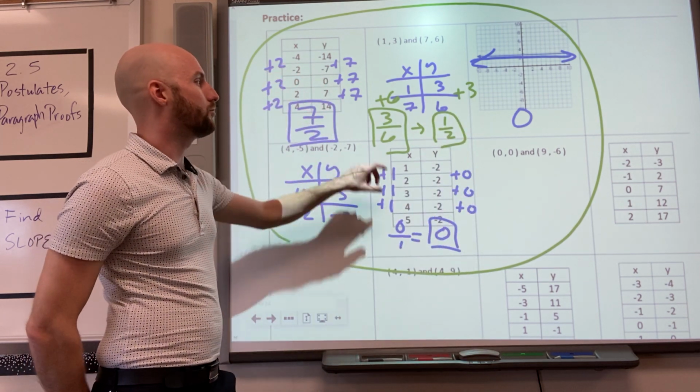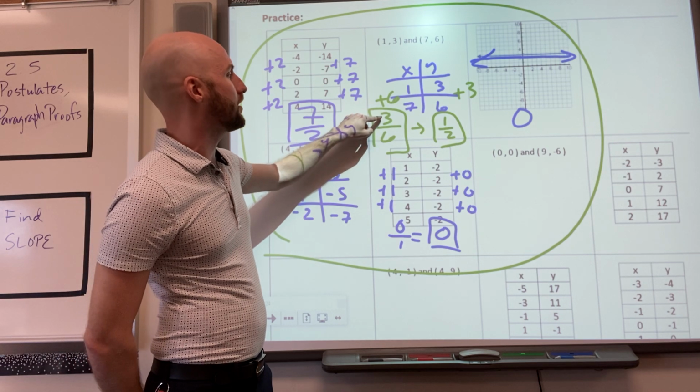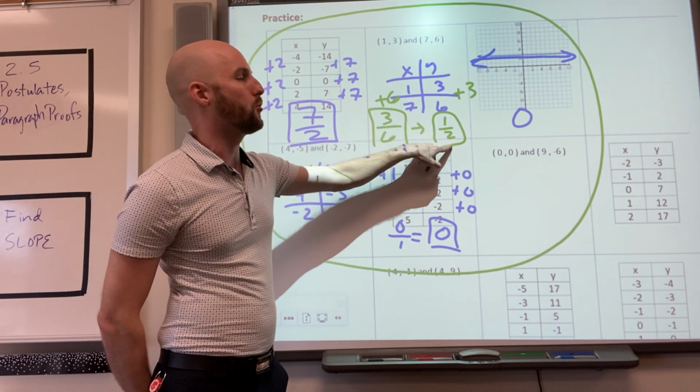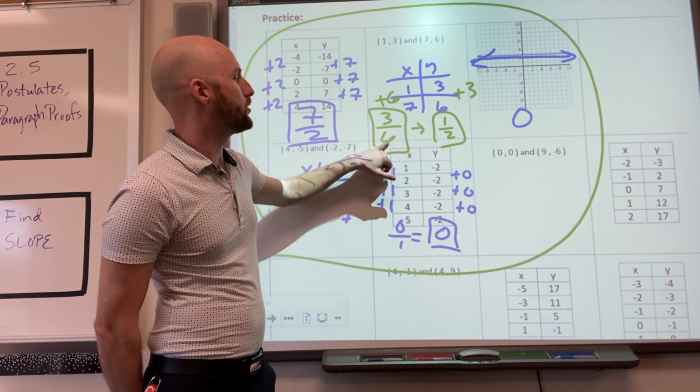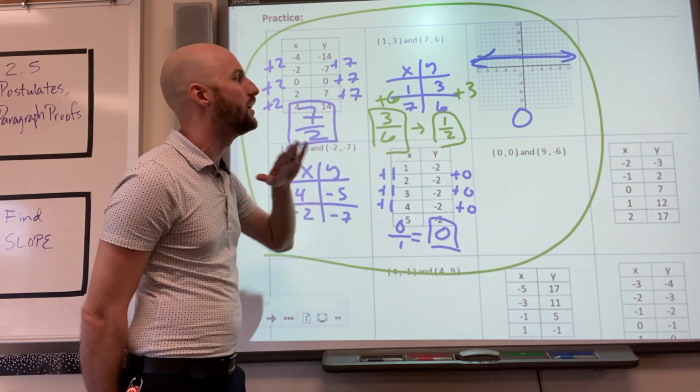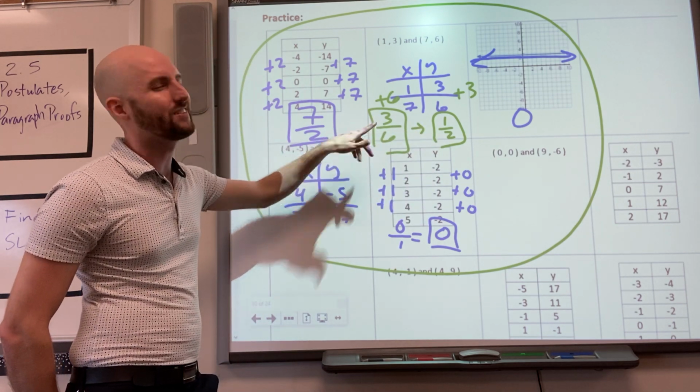Okay, si tú sabes cómo reducir una fracción 3 entre 6, se puede reducir a un mitad. Okay, so if you know how to reduce 3 over 6 to 1 over 2, it's okay. For today, it's okay.